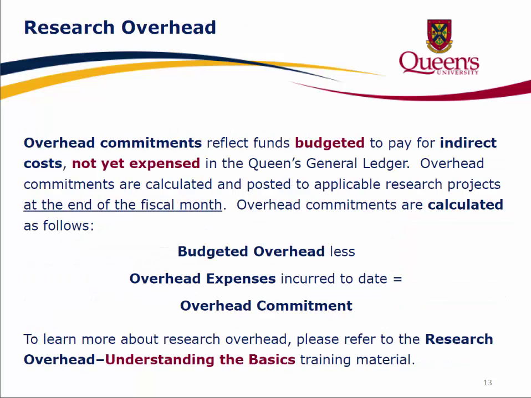Research overhead. Research overhead, also referred to as indirect costs, represent expenses necessary to support research which may not be attributable to a specific research project. Overhead commitments reflect funds which have been budgeted to pay for indirect costs, but have not yet been expensed in Queen's General Ledger. Overhead commitments are calculated and posted to applicable research projects at the end of the fiscal month. Please note that overhead may not apply to all research projects.